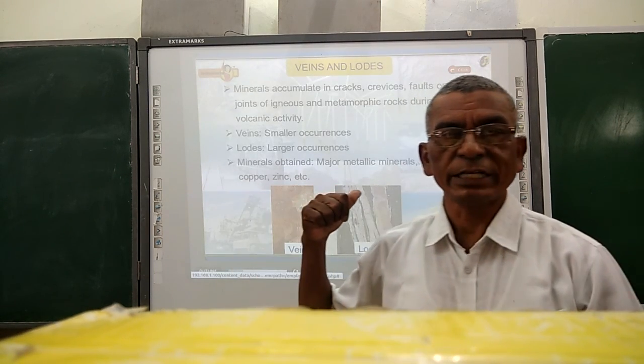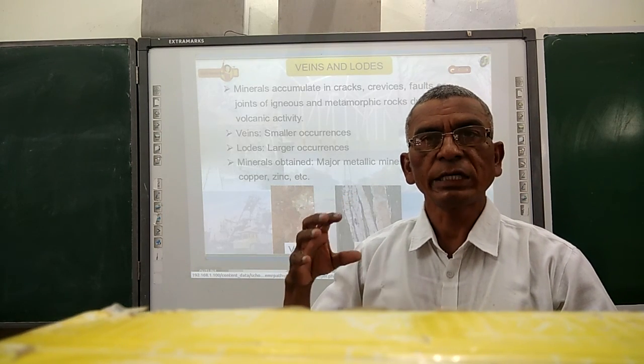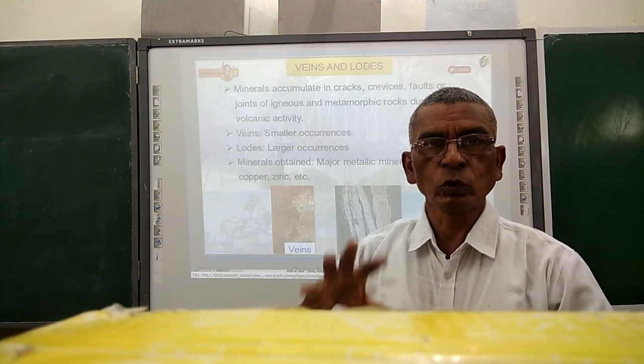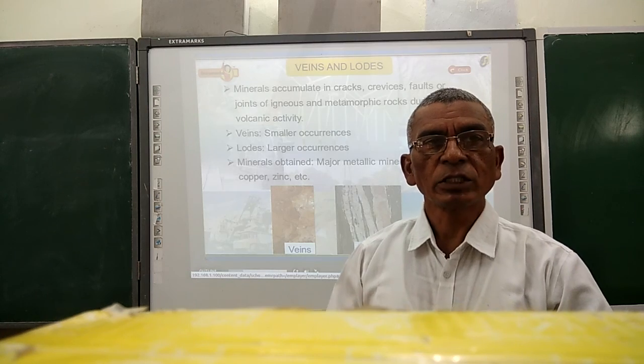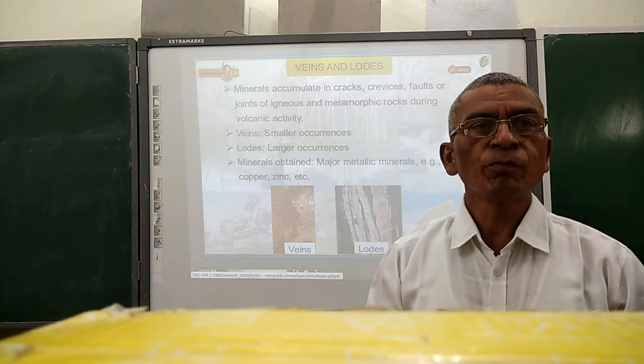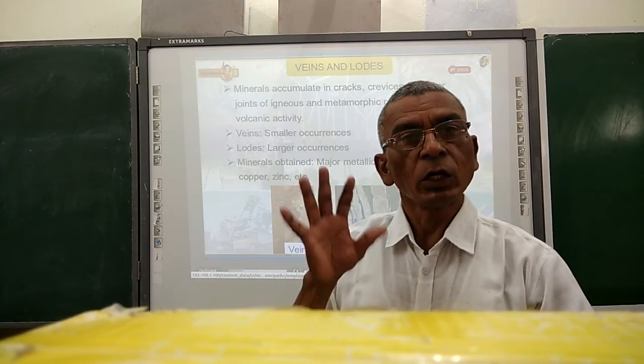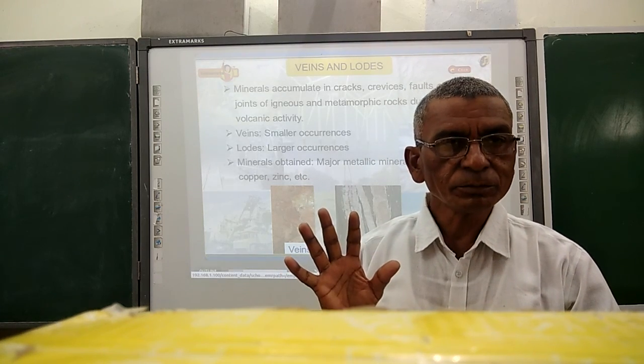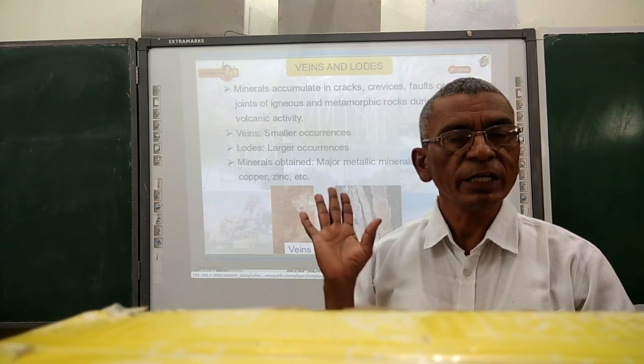Now, the first one you have discussed, that is veins and lodes. These are the cracks which take place due to volcanic activities. The smaller cracks we call veins. The larger cracks we call lodes. Is it clear, children? So next class we will continue with the same topic.